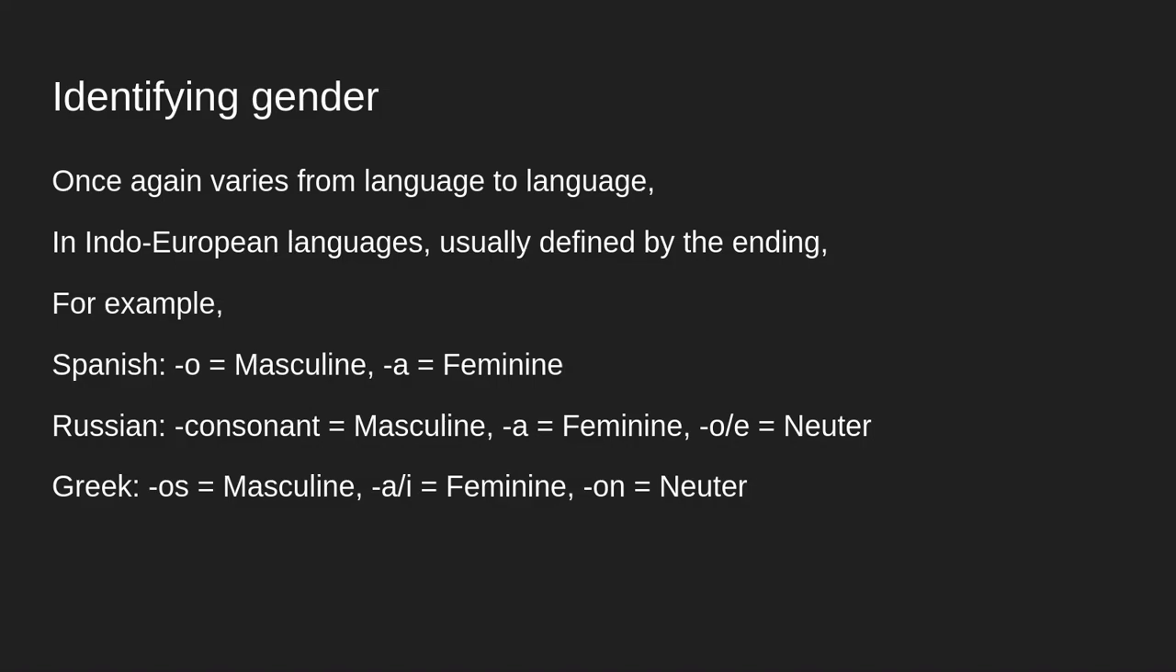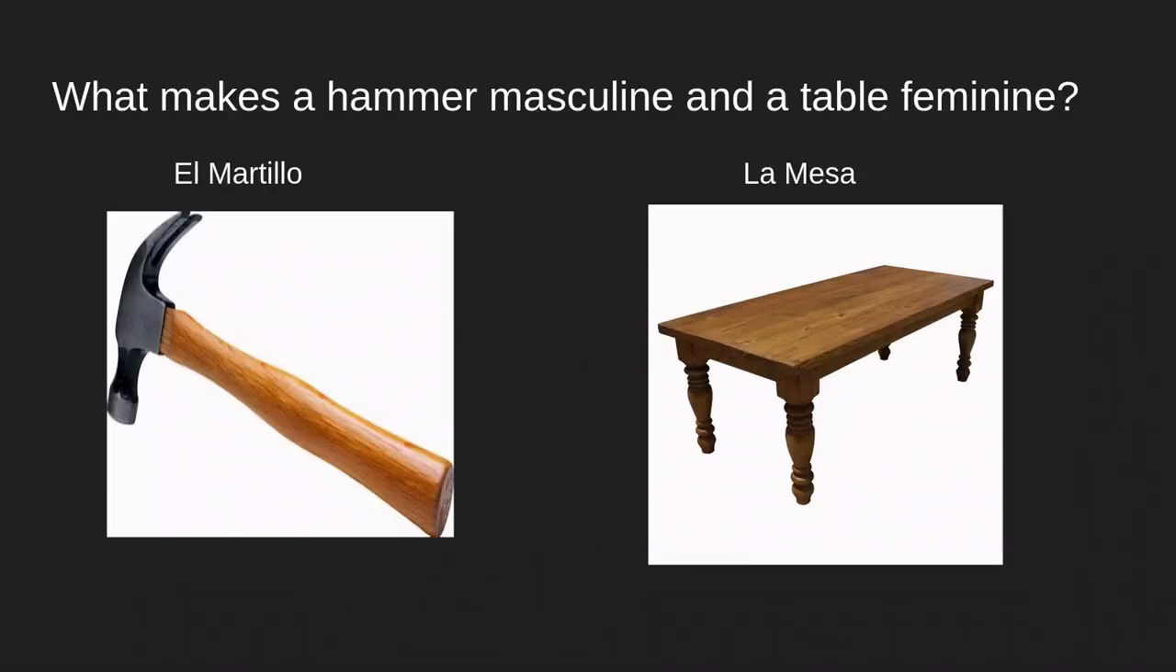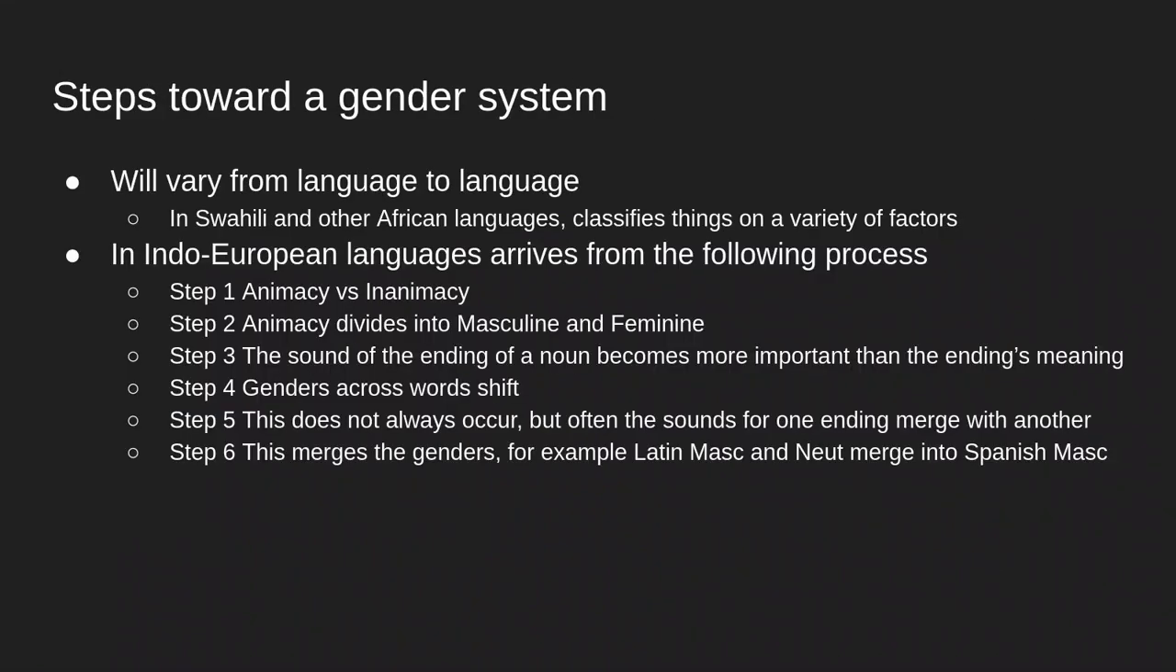So let's move along. So what exactly makes a hammer masculine and a table feminine? So if you remember from the beginning of the slideshow, it's just a categorization system of objects. There is nothing about el martillo, the hammer, which makes it masculine, and a table, la mesa, which makes it feminine. And we're going to go over how that works in a second. This is something that often stumps my Spanish students. They go like, how is a table feminine and a martillo, or hammer, how is that masculine? Well, we're going to go over that in a second.